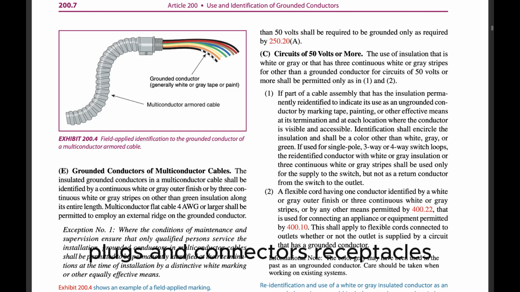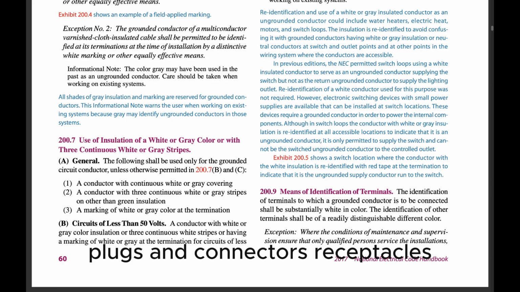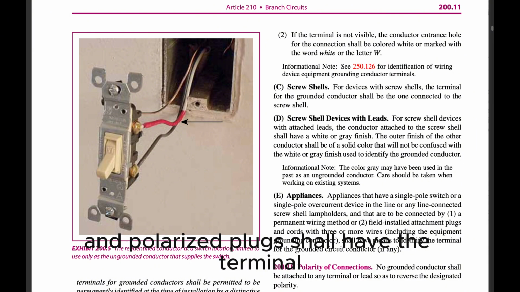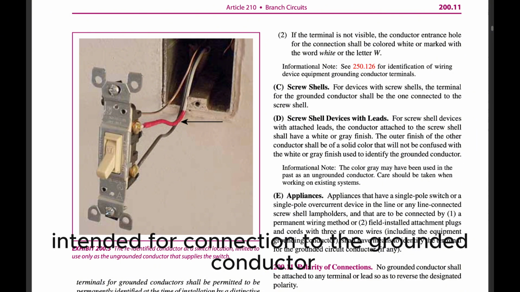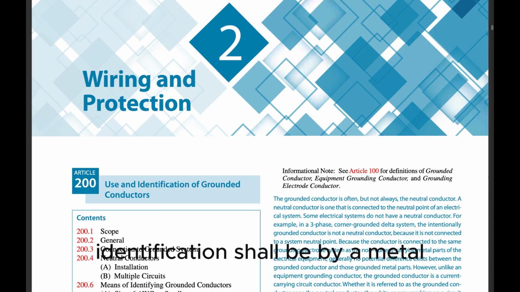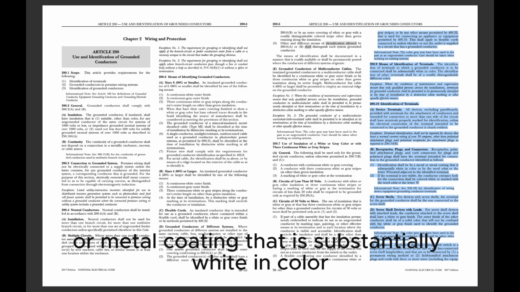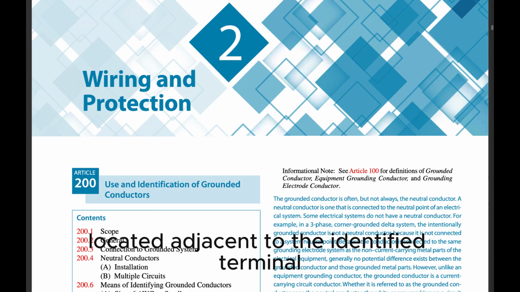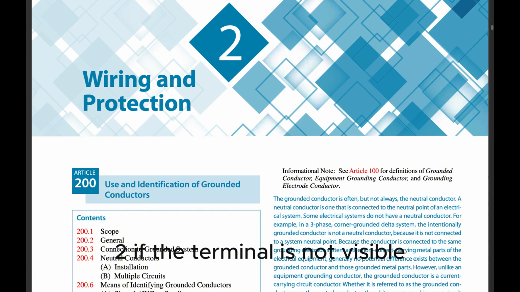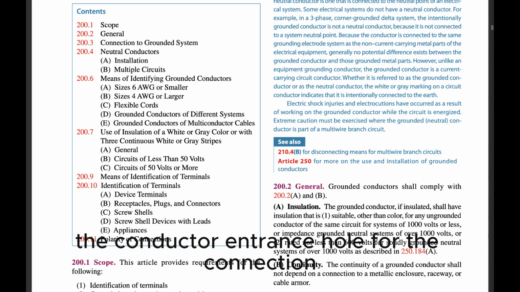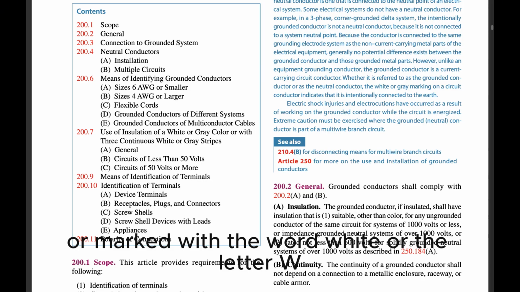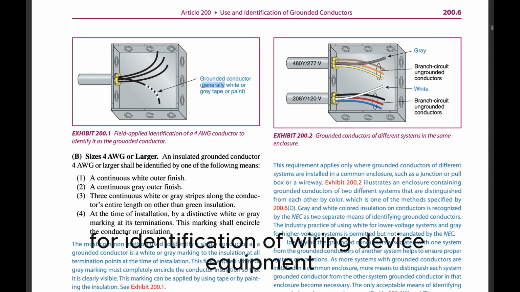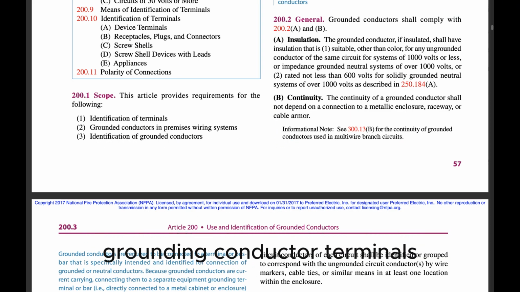B. Receptacles, plugs, and connectors. Receptacles, polarized attachment plugs, and cord connectors for plugs and polarized plugs shall have the terminal intended for connection to the grounded conductor identified as follows. 1. One identification shall be by a metal or metal coating that is substantially white in color or by the word white or the letter W located adjacent to the identified terminal. 2. If the terminal is not visible, the conductor entrance hole for the connection shall be colored white or marked with the word white or the letter W. Informational note: see 250.126 for identification of wiring device equipment grounding conductor terminals.